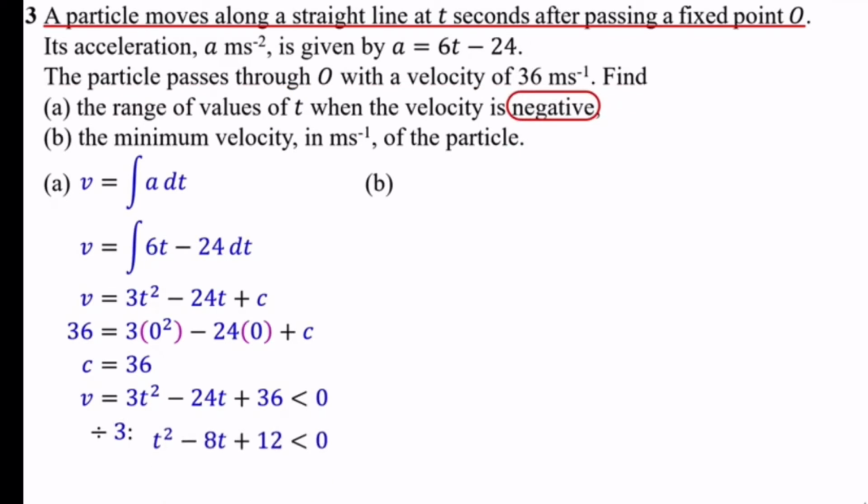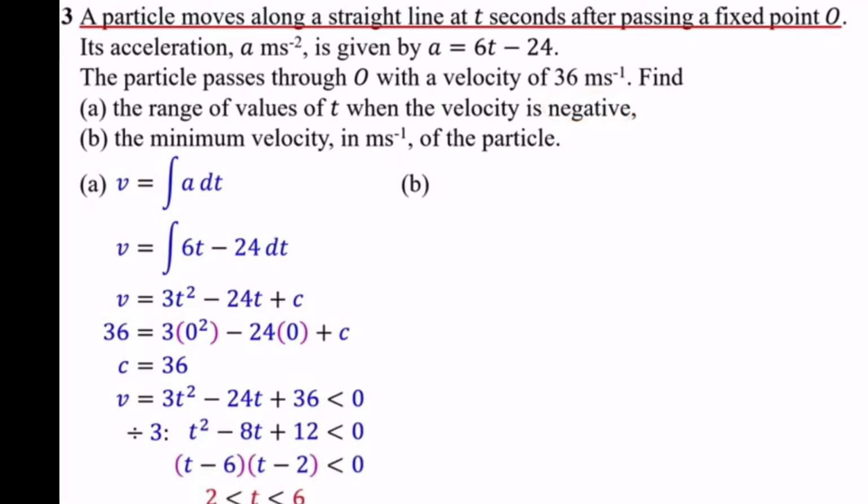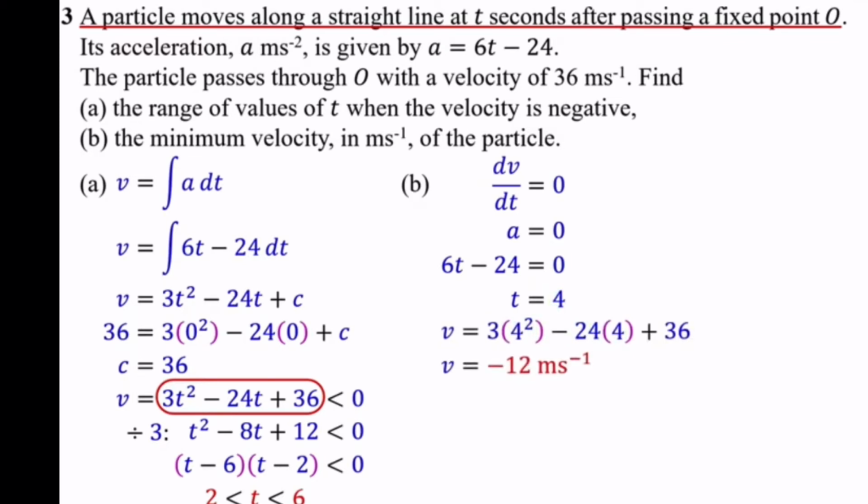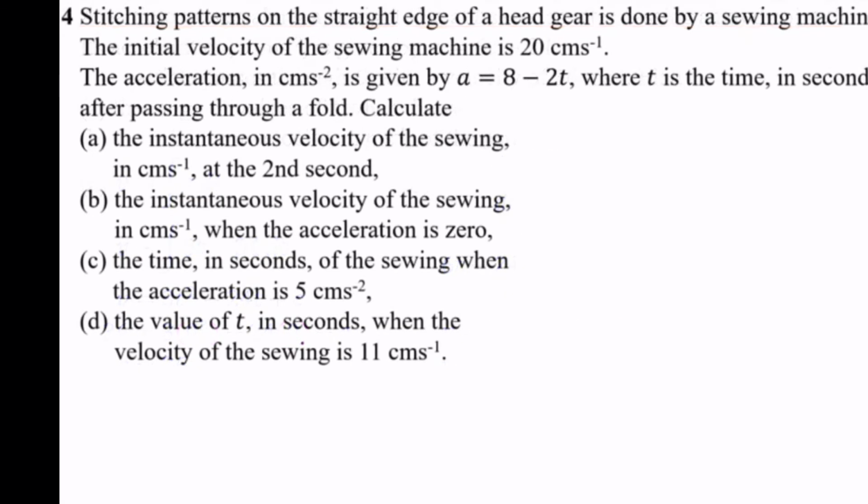So let's write again the velocity in terms of t, which is 3t squared minus 24t plus 36. For the range of t when the particle is moving in the negative direction, we have to let v less than 0, and we need to factorize. So for B, when dv/dt equal to 0, you let acceleration equal to 0. Minimum means a equal to 0. So you solve t equal to 4, and you substitute into the velocity function to get the velocity. So the v is negative 12 meters per second. Now let's proceed to the next question.